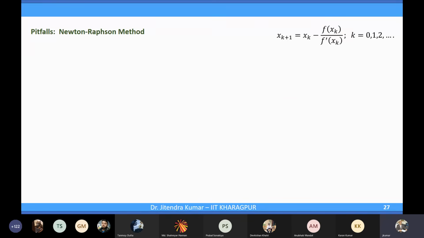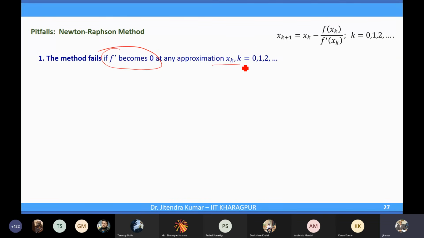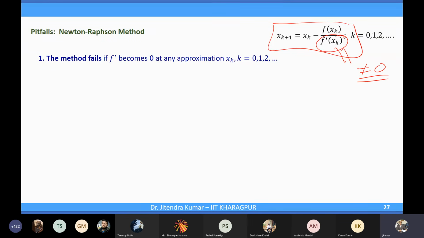The Newton-Raphson method has some pitfalls. The first one is that the method fails if f prime becomes 0 at any approximation xk. When you start with something, it is going fine, but at some point f prime at xk becomes 0. As soon as this becomes 0, you cannot move further. That is one pitfall which is clear from the formula itself. This should always be not equal to 0 during the iterations, then only you can move further.